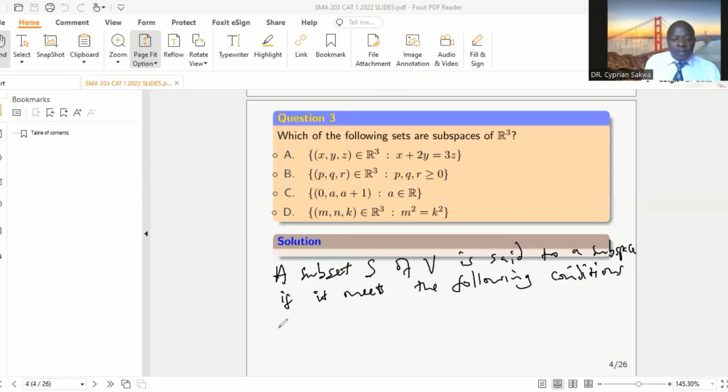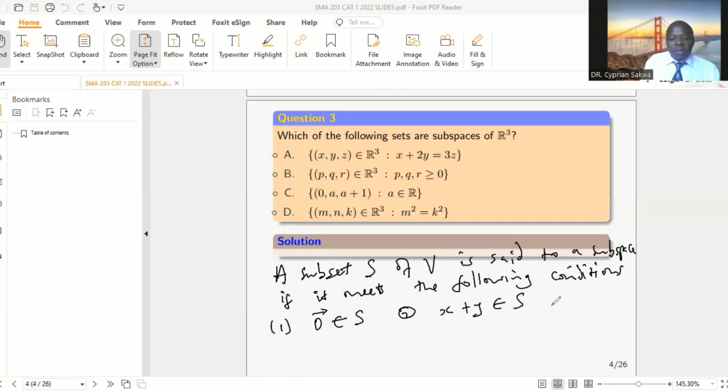Now, the first condition is that the element 0, or the vector 0, should be a member of this set. The second condition is that if you pick any two elements, x and y, from the set S, then their sum must also be in S. That means that S must be closed under addition. You pick any two elements in S and add them. The sum should be in S.